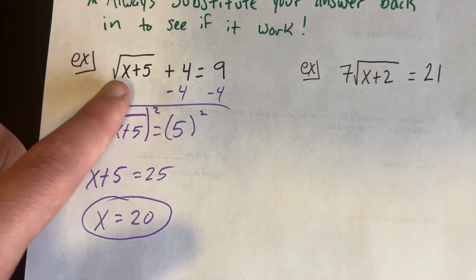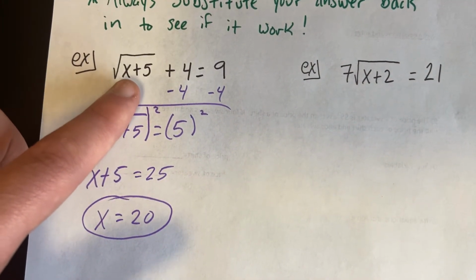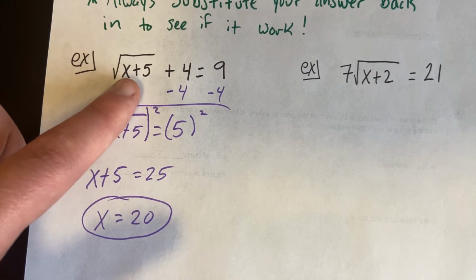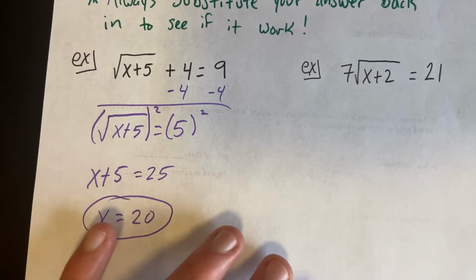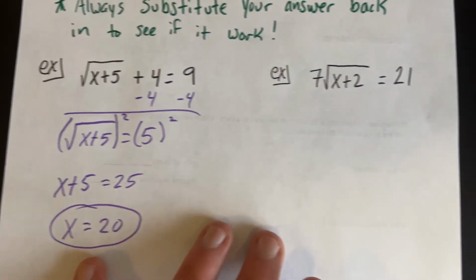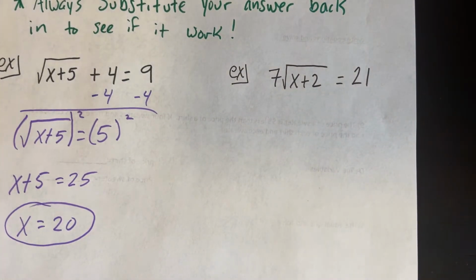Okay, and again, just real quick, double checking our answer. If I put 20 back in for x, well, 20 plus 5 is 25. The square root of 25 is 5. 5 plus 4, yes, that's 9. It checks out. Okay, so that is a real solution for us, right? We're okay.